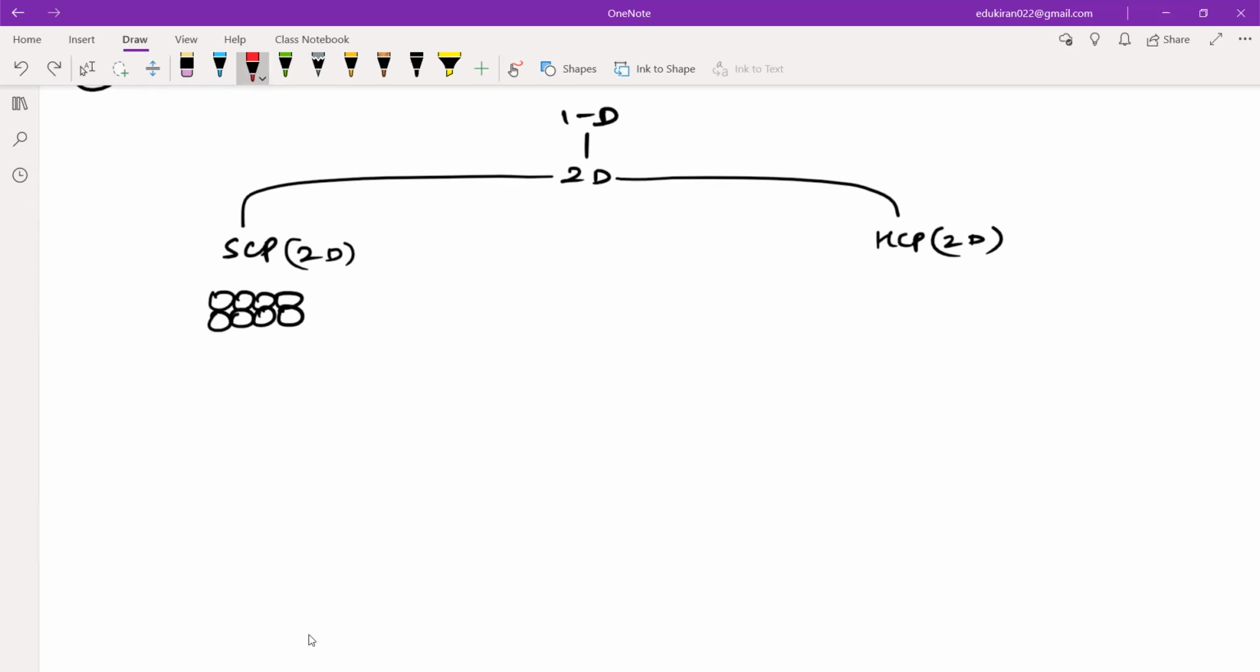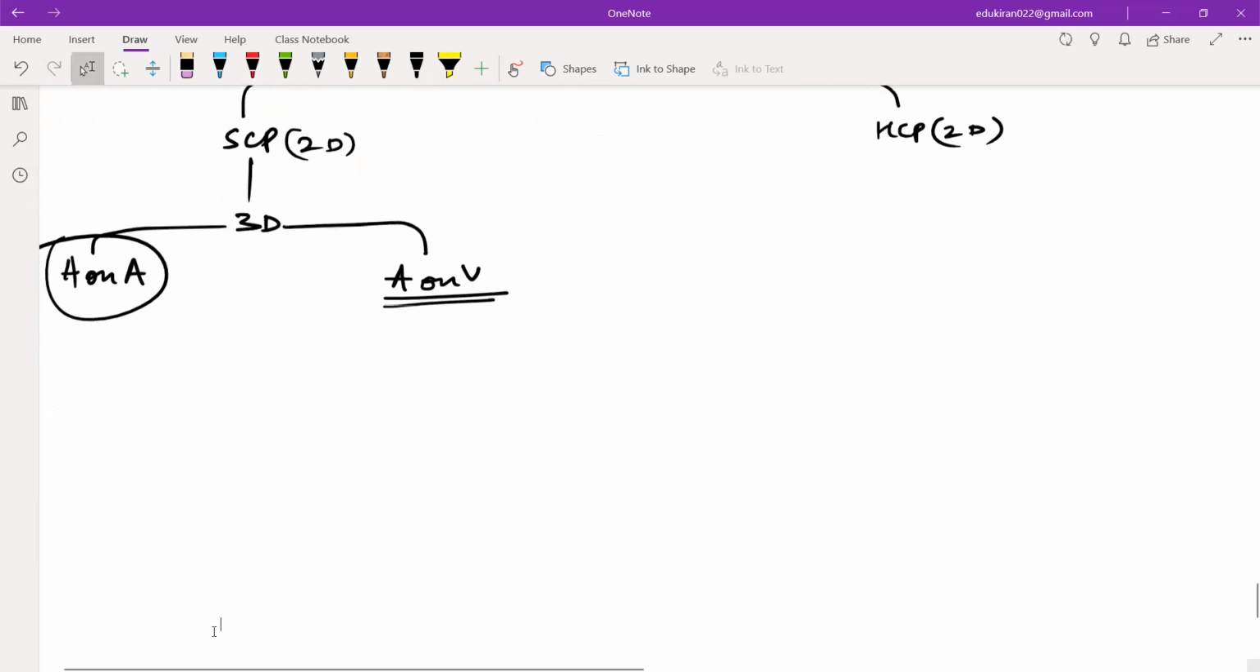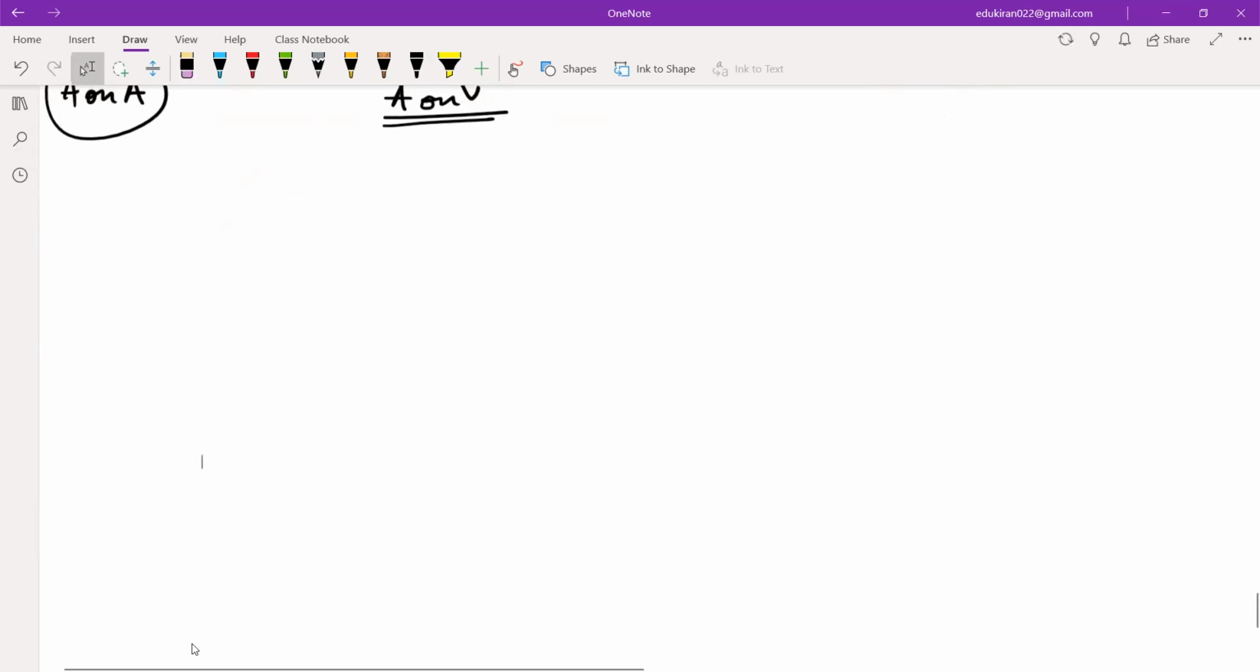So what I can do, I can just put an atom over atom, or I can put an atom over the void that is made by the square close packing. Okay, so when I go from square close packing to 3D, I also get two cases: atoms on atoms, and the other is atom on void. First of all, we will look at this atom on atom case, then we will look at this atom on void case. So let us first write atoms on atoms in 3D. So we'll be looking at atom on atom in 3D.